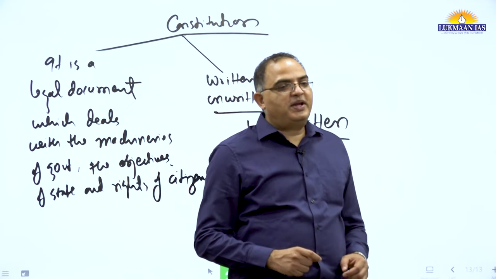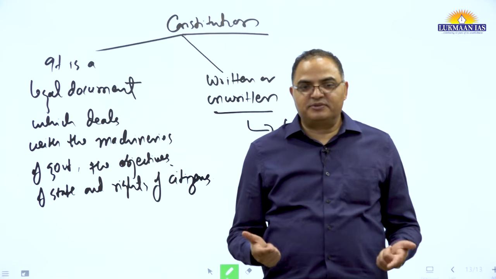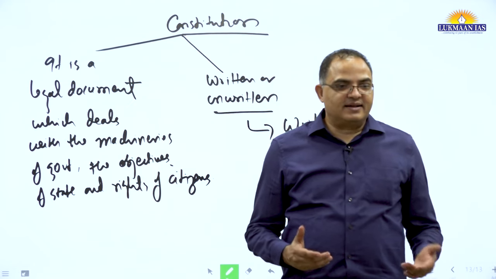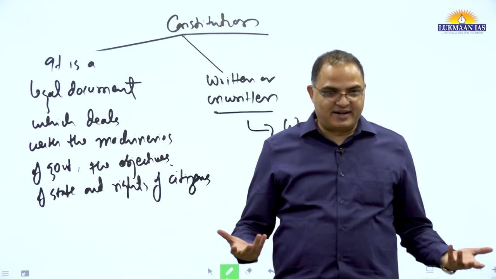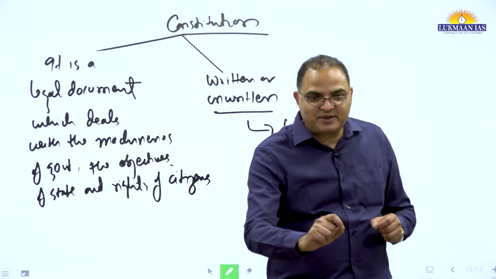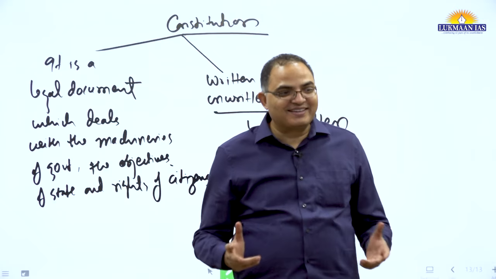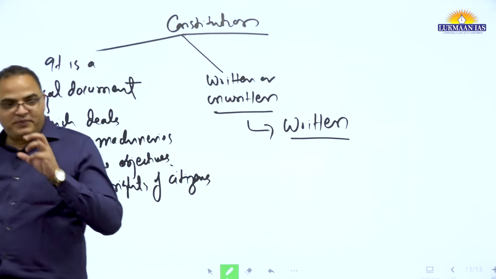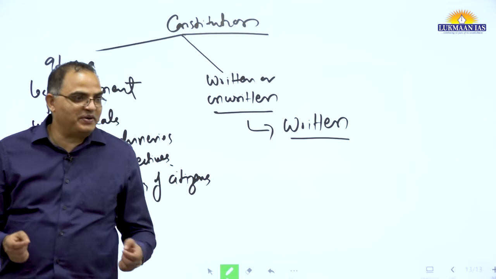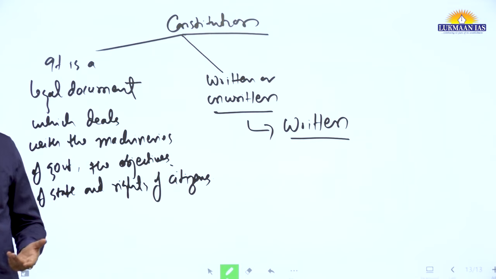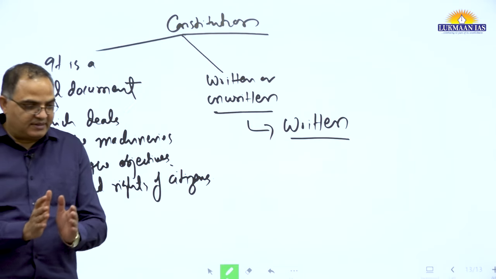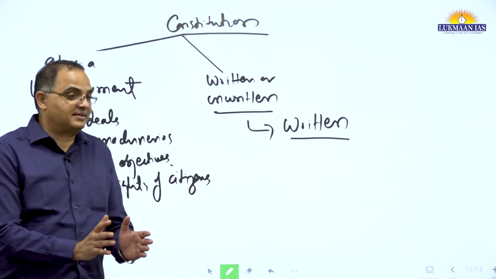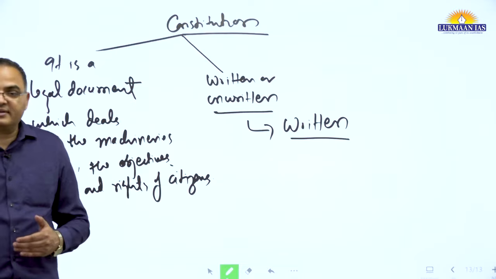When we write something, we deliberate, we think, we prioritize, isn't it? When we speak something, we can speak anyway, randomly also. But when you write something, you write in a different way. When we speak, it can be less formal, but when we write, it becomes formal. So when we say constitution is written, it means there is deliberate planning behind that.